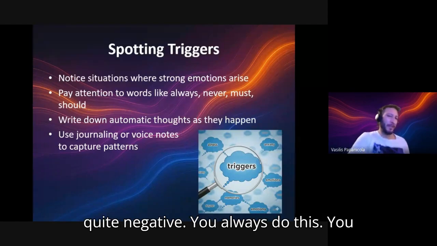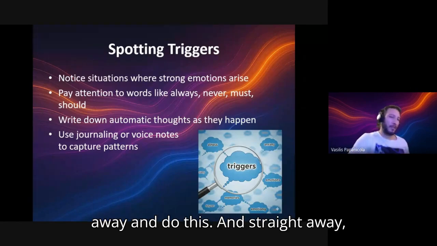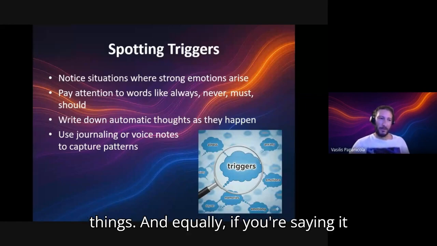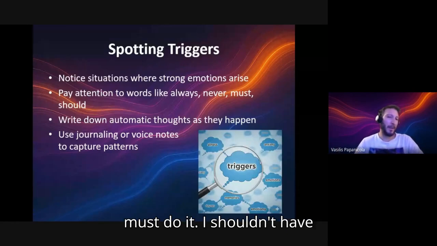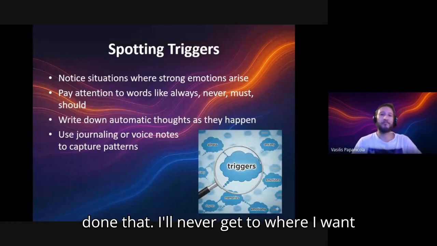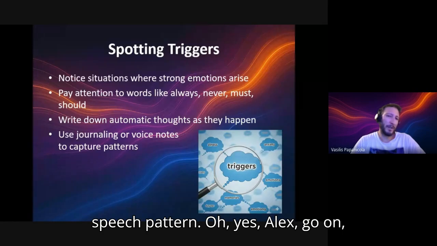You always do this. You never tell me about this. You must go away and do this. And straight away, there's a negative spin on those things. And equally, if you're saying it to yourself: I really need to do this. I must do it. I shouldn't have done that. I'll never get to where I want to be. It's that kind of negative speech pattern.